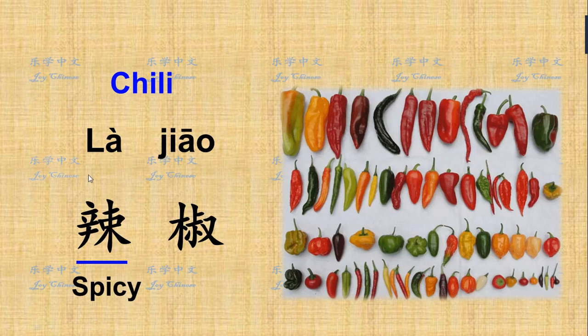The next one is the spicy one. In Chinese we call it 辣椒. 辣 means spicy, hot. There are all different kinds of chili, and all can be called 辣椒.